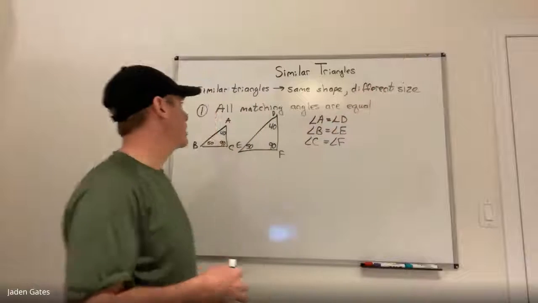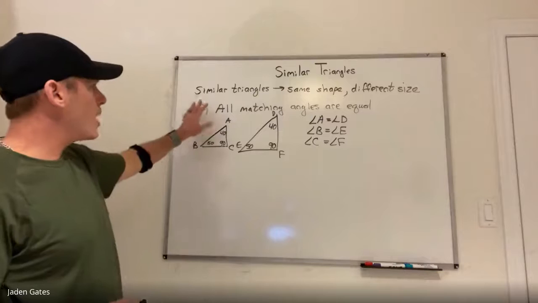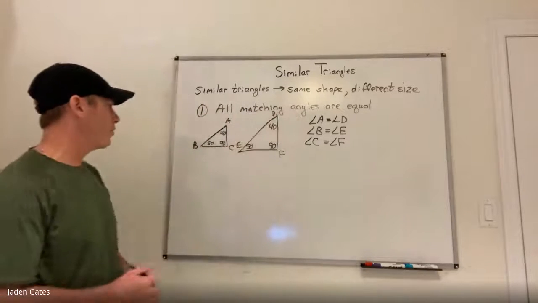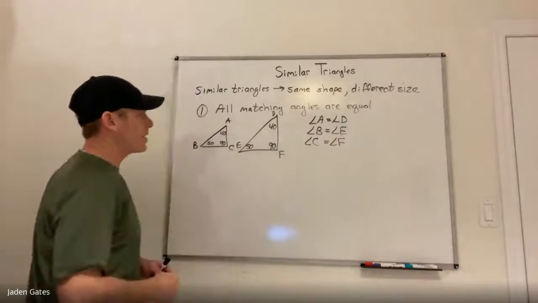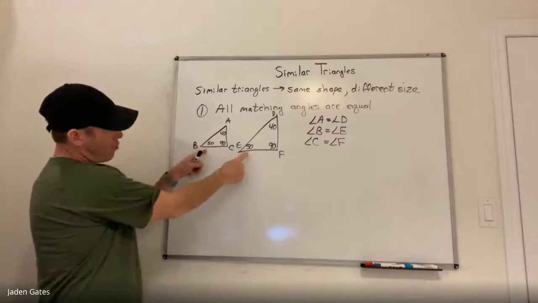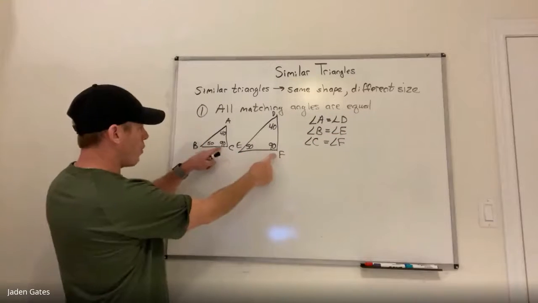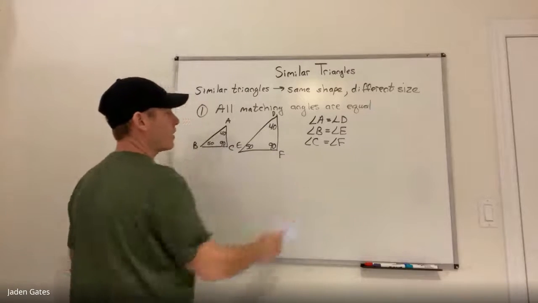different size. Now, in my example here, one of the things about similar triangles is that all matching angles are equal. So the two top angles would be equal, they're matching, so angle A is equal to angle D. The corner angles here would be equal, so angle B equals angle E. And the corner angles right here on the other side on the right, so that means angle C and angle F would be equal.